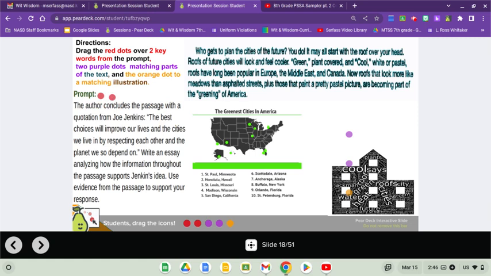Let's read this prompt again together and choose our two most important words now that we have a taste of this article. The author concludes the passage with a quotation from Joe Jenkins. The best choices will improve our lives and the cities we live in by respecting each other and the planet we so depend on. Write an essay analyzing how the information throughout the passage supports Jenkins' idea. Use evidence from the passage to support your response. Please take a moment to choose the two most important words in the prompt and to put the red dot on top of them.